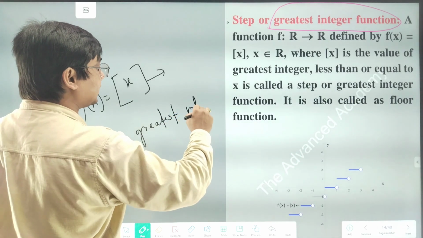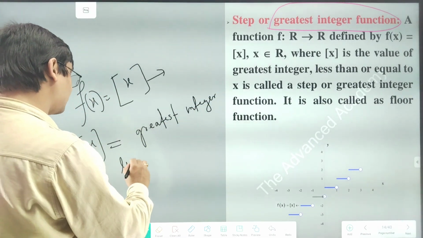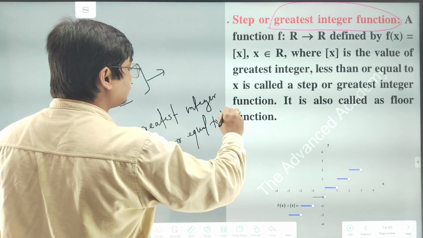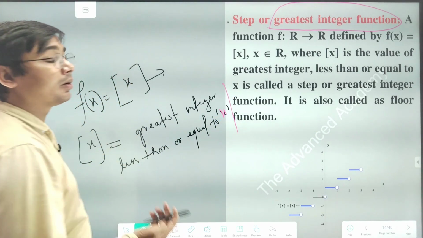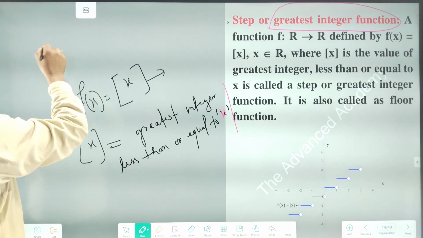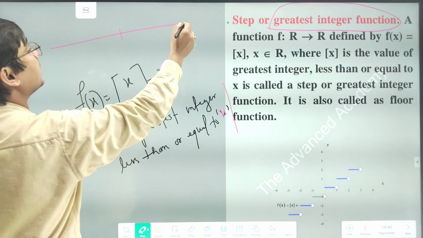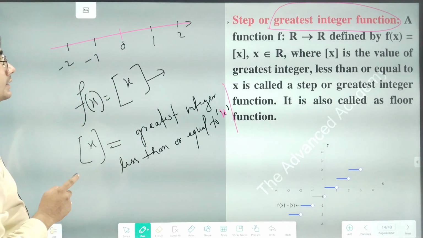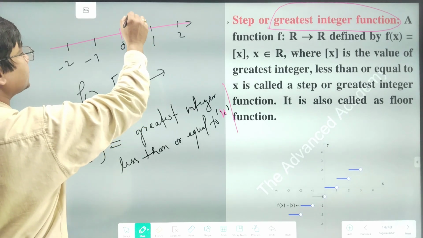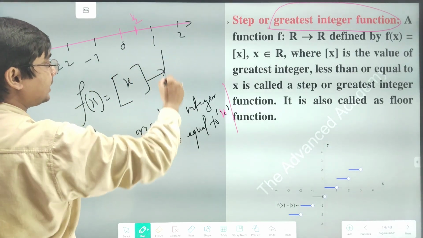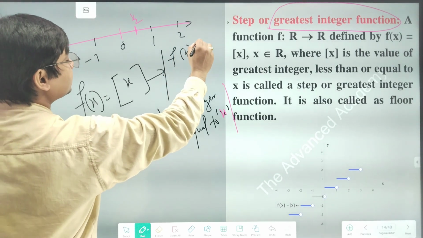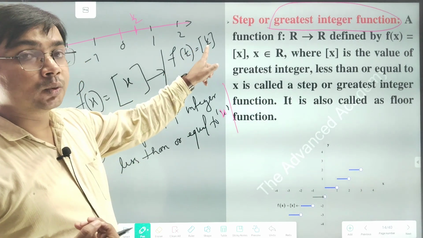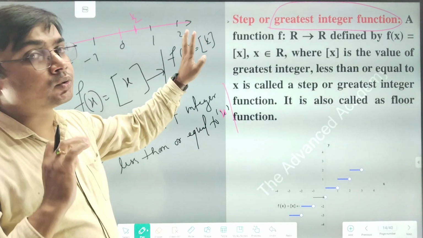The greatest integer less than or equal to x. Either it will be x itself or something less than x. For example, suppose we consider the real number line with 0, 1, 2, and -1, -2. If we put in half, then f of half will give the greatest integer value which is less than or equal to half.